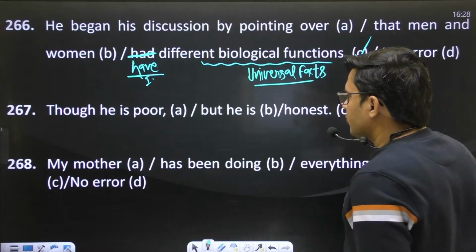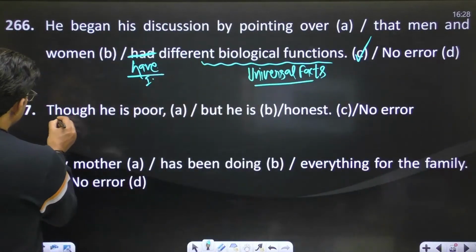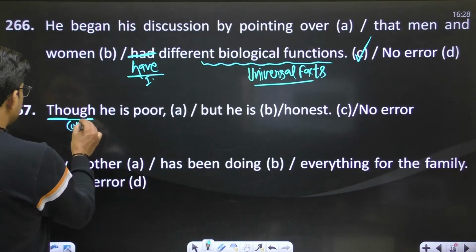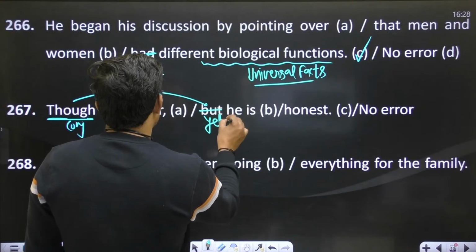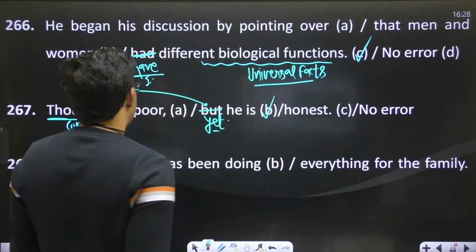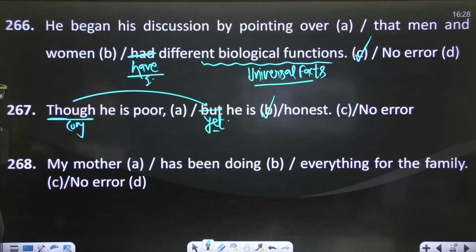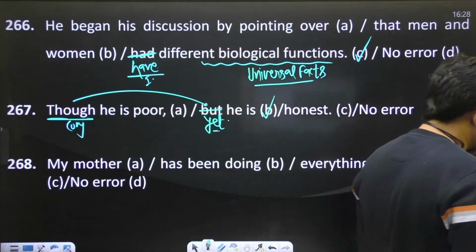Next, though he is poor, but he is honest. Make sure this conjunction though demands another conjunction yet, not but. So the sentence will be like, though he is poor, yet he is honest. B has an error. My mother has been doing everything for the family. What do you think of this sentence?